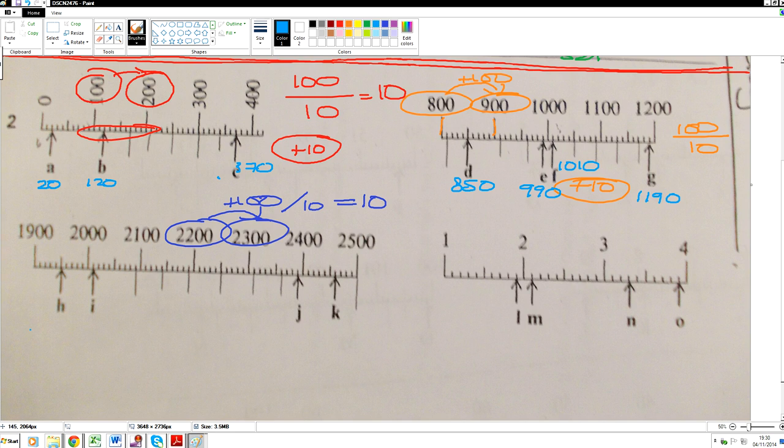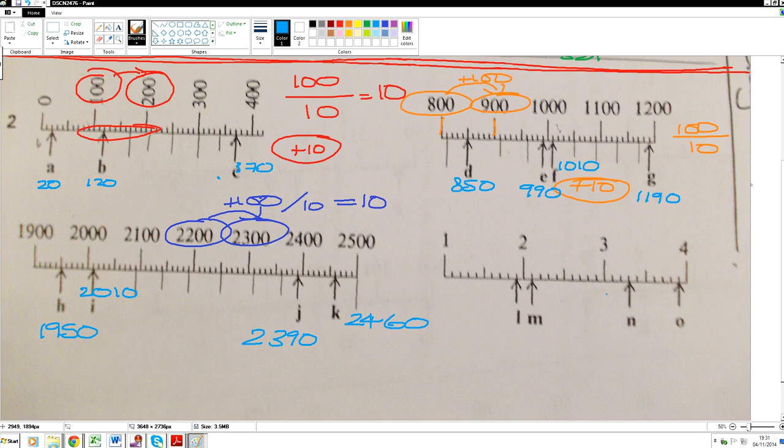Okay, next bottom one's H. We're counting in tens here as well. H will be what? 1950. 2010. J will be what? What's J? 2390. And K will be 2460. Okay, we all done?